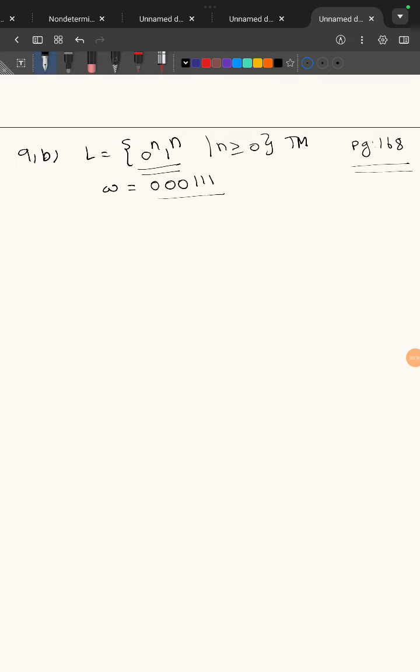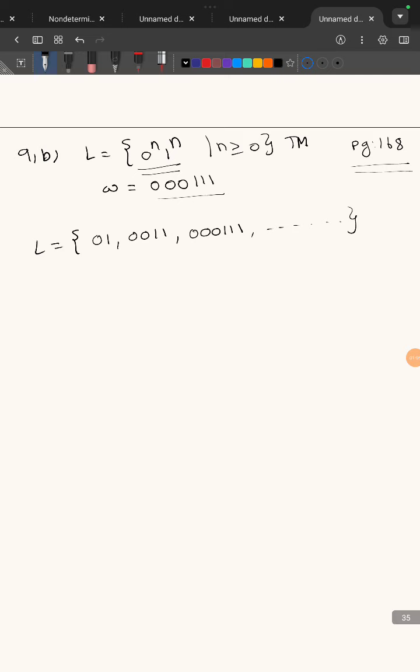Now regarding this question, if n is equal to 1, you will have 0 1. If n is equal to 2, it will be 0 0 1 1, or 0 0 0 1 1 1. So we have the same number of zeros and ones, and this Turing machine will accept the string that has an equal number of zeros and ones. So what is the basic idea we are going to follow?